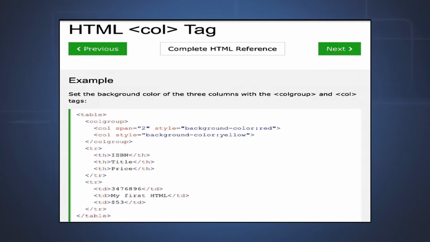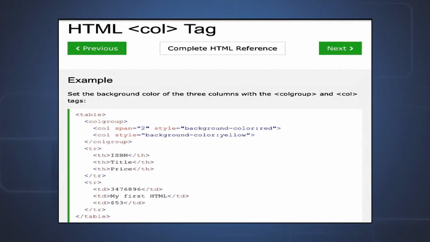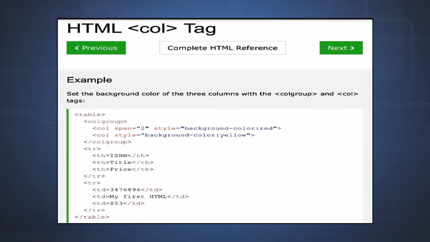So COL span equal to 2, style equal to background-color red. So here we are setting the background color as red. Then we have another COL tag. Here the style is background-color yellow. So we are setting the background color as yellow in this particular case.